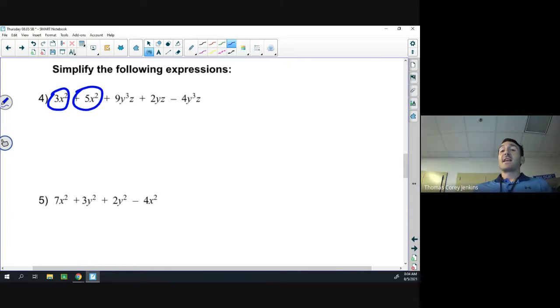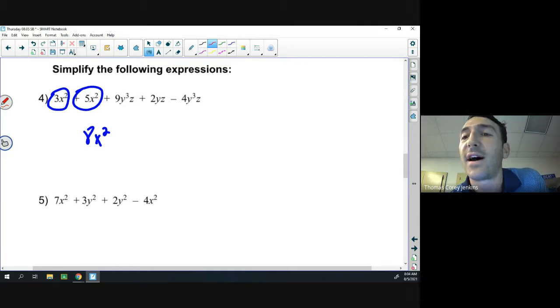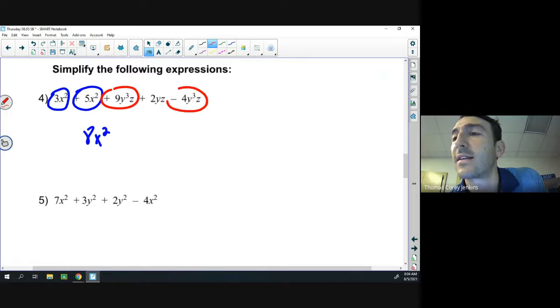When I add those together, what am I really adding? What parts of them am I adding? When I combine like terms, I add the what part of the expression? The coefficient part, right? So we just get 8x squared there. Then we have a y cubed z term, right? Are there any other y cubed z terms? Yes, right? So I'm thinking 9 minus 4 there to get 5.